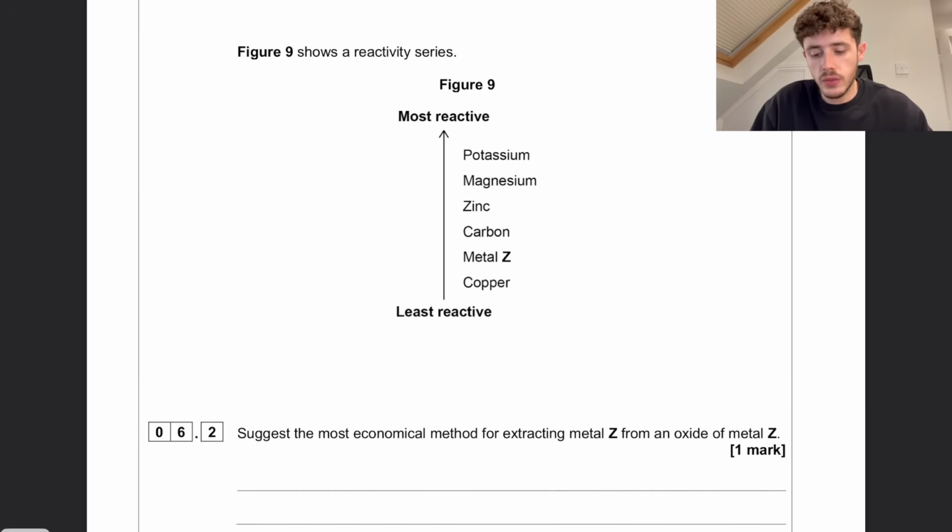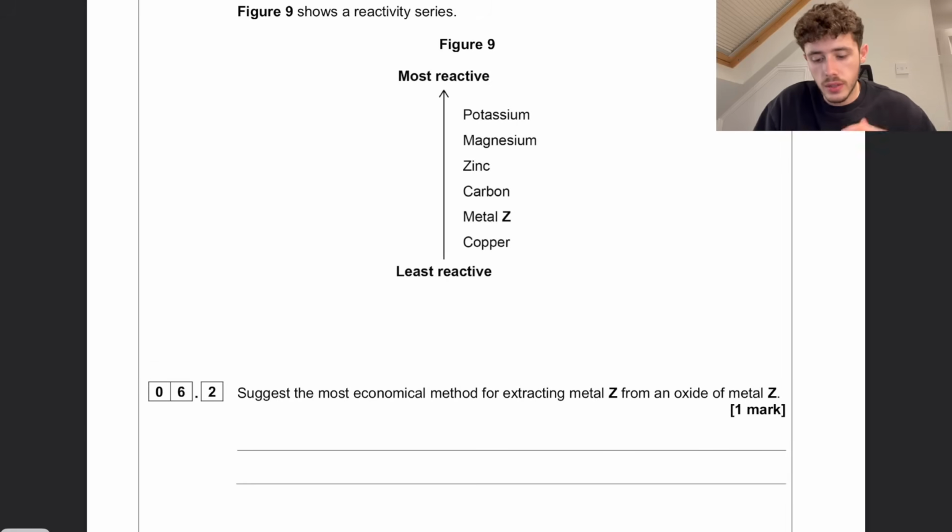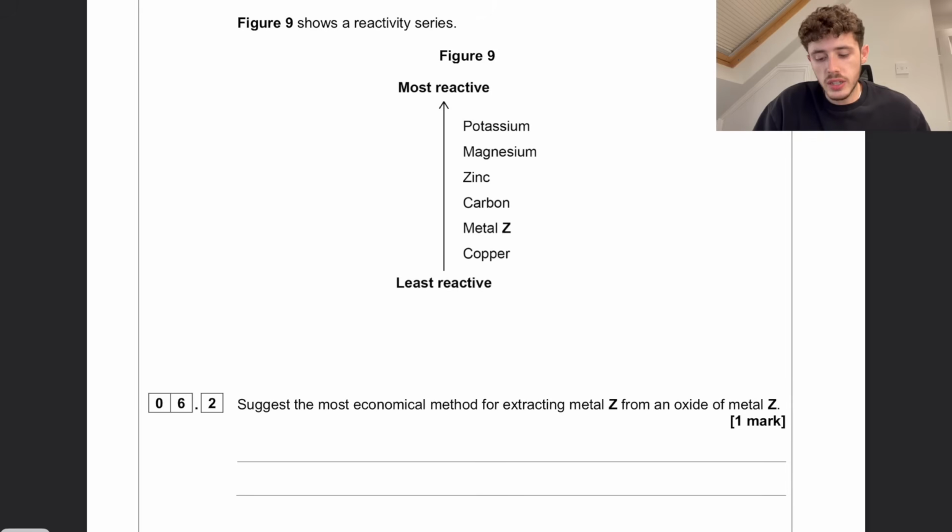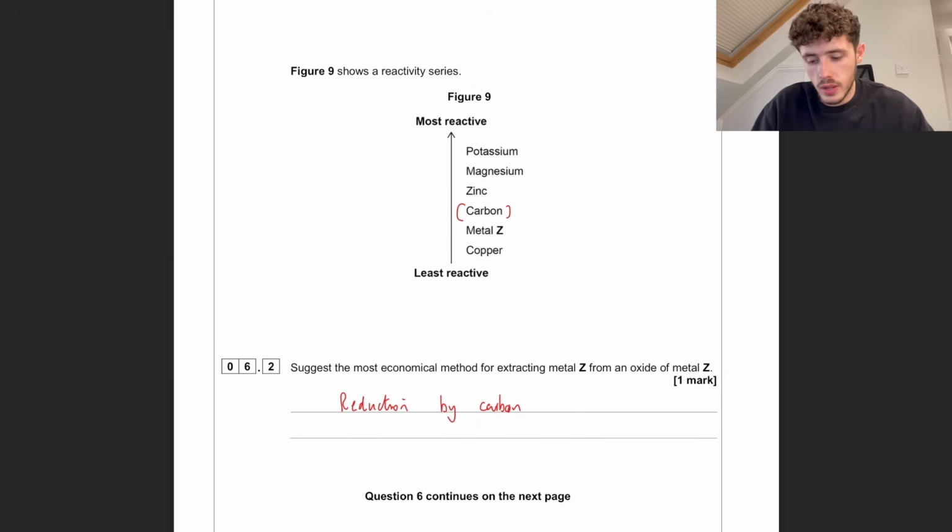Figure 9 shows a reactivity series. So we go from potassium at the top end to copper at the bottom end. Suggest the most economical method for extracting metal Z from an oxide of metal. Now, you will be given a reactivity series when you do your exam. And as you can see in the reactivity series we're given here, carbon is one of the things that they use to compare it, and that is one of the methods you can use for metal extraction from its ore. So what we can do is reduction by carbon. And that is your final answer for 6.2. On to the next one.